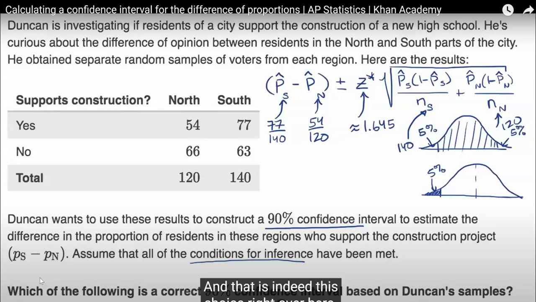So Duncan's investigating if residents of a city support the construction of a new high school. He's curious about the difference of opinion between residents in the north and south parts of the city. He obtained separate random samples of voters from each region, and we have their results in a table. They're asking us to construct a 90% confidence interval. So I'm going to pull SALT up, and we're going to see how we can type all of this in there.